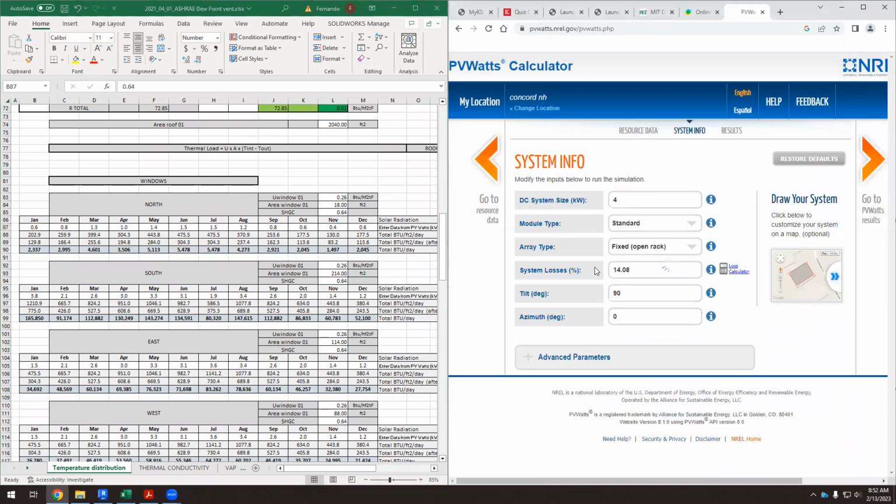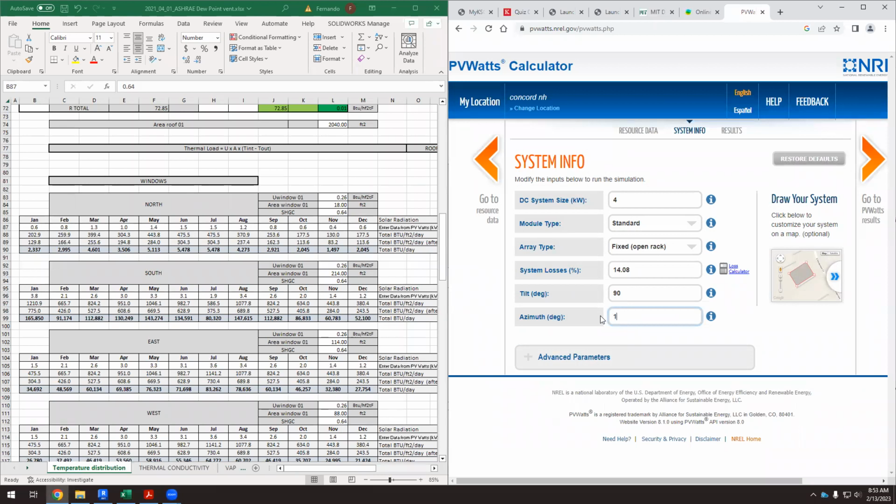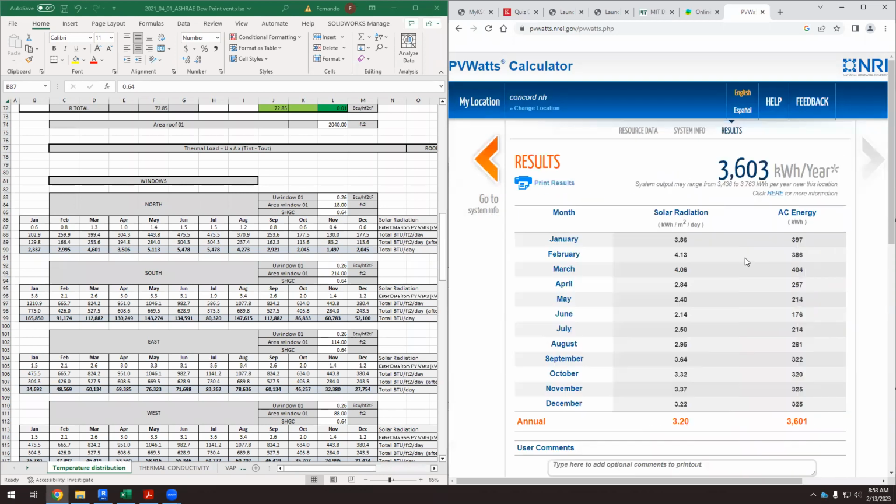So we have done this for the north. We have to do the same thing for, let's see, the south. So in the south, the tilt is always 90. The azimuth, if we look at this, the south is 180. So we have to type 180 and go to results. And now we have to type the results again. So it's 3.8, 4.1, 4.06, 2.8, 2.4.